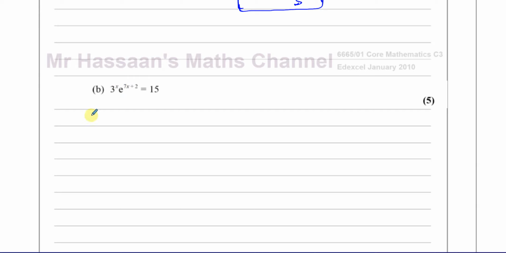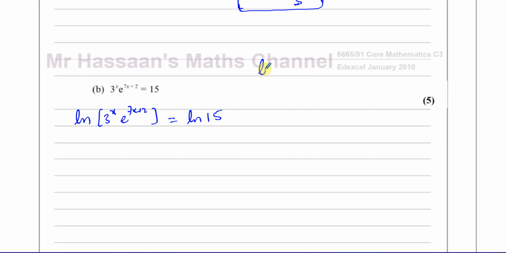So I'm going to take the ln of one side. And when you take the ln of one side, you must do the same to the other side. Just like with any equation, when you do something to one side, you do the same thing to the other side. So this is going to be equal to ln 15. Now I'm going to use the laws of logarithms.